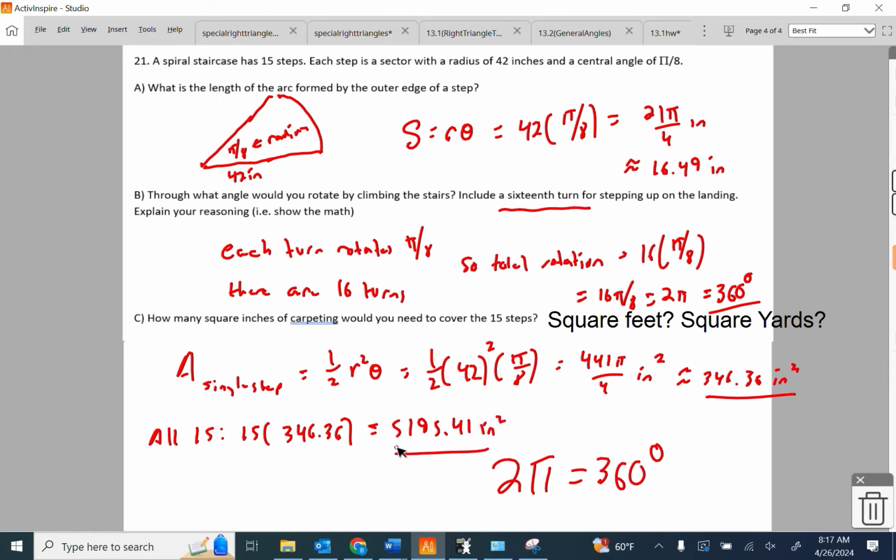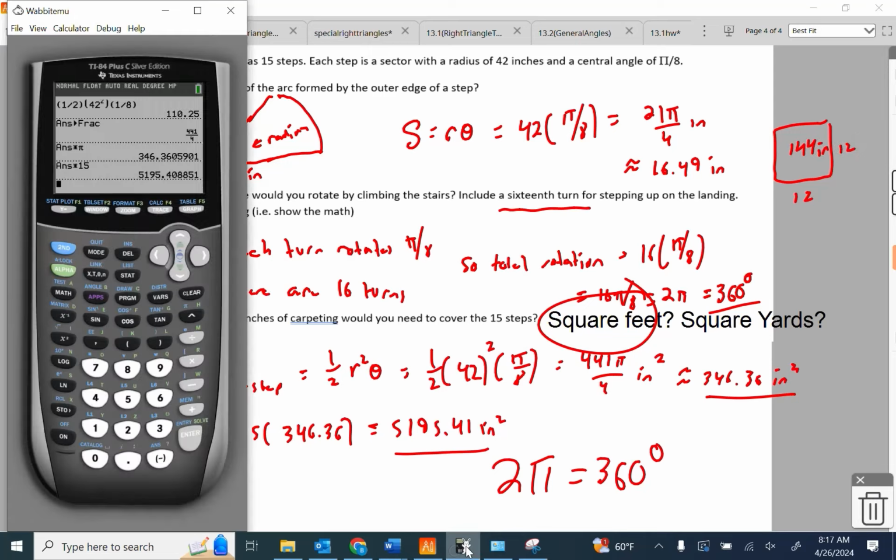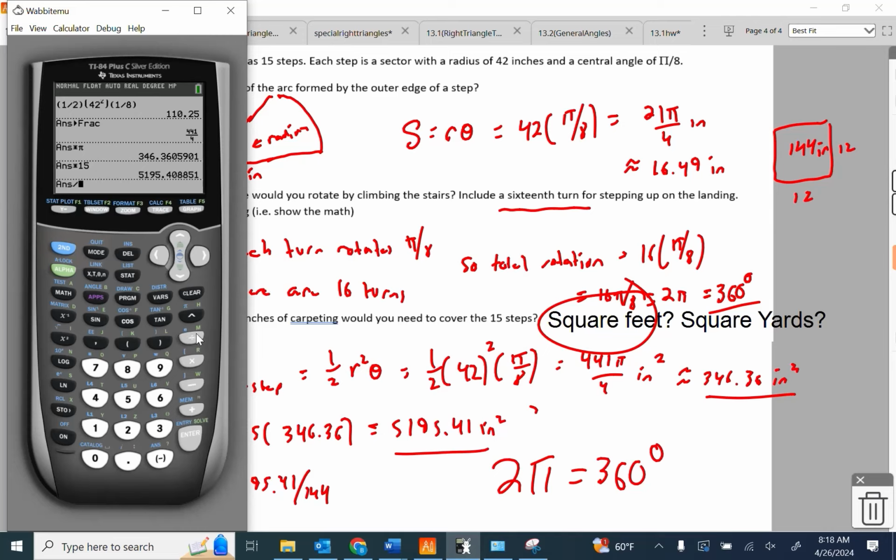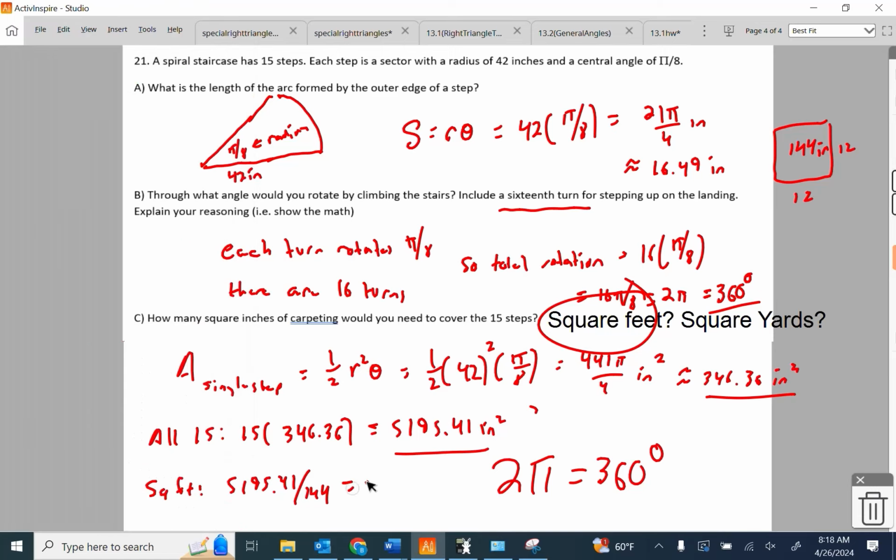That's what I need. Now, how many square feet? A foot is a 12 by 12, which is 144 square inches. So what I'm going to do for square feet is take 5195.41 and divide it by 144. Now I'm going to get 36.08 square feet.